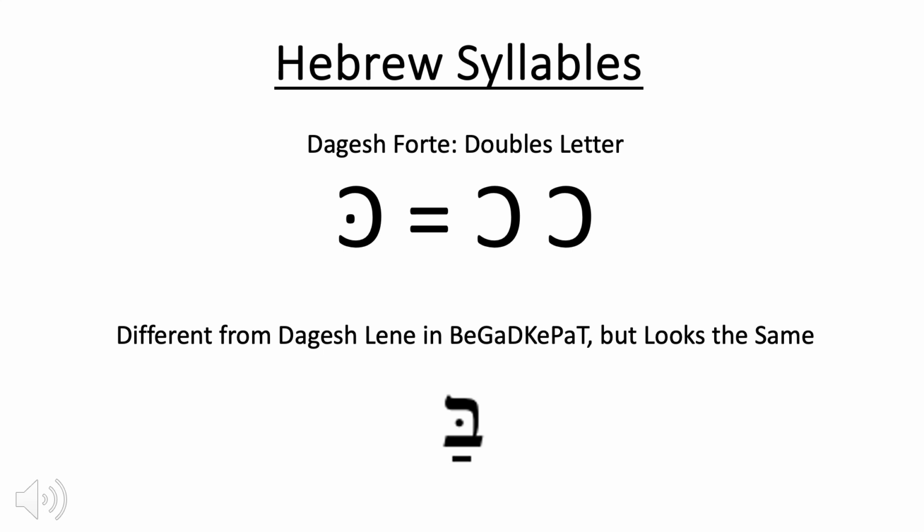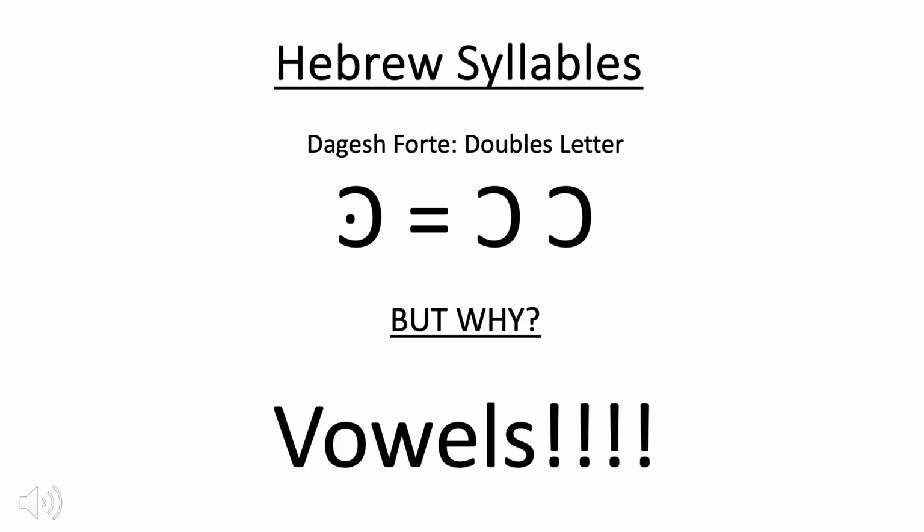Occasionally, we'll need to double a Bagad Kafat letter, in which case we'll put a Dagesh forte in the Bagad Kafat letter, which has the same effect in terms of pronunciation, giving the hard plosive pronunciation of the Bagad Kafat letter, but also doubling it. The unanswered question, of course, is why do we need to double a consonant? Well, the answer to that is vowels. Vowels are why we need to double consonants.